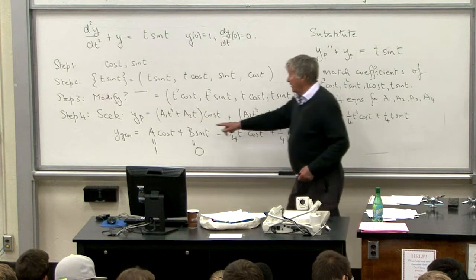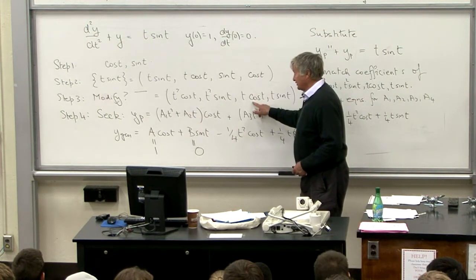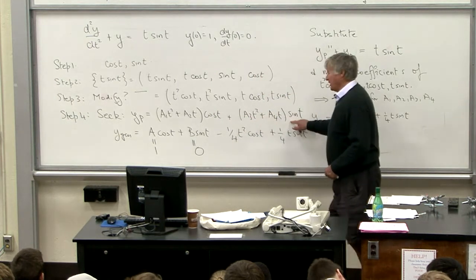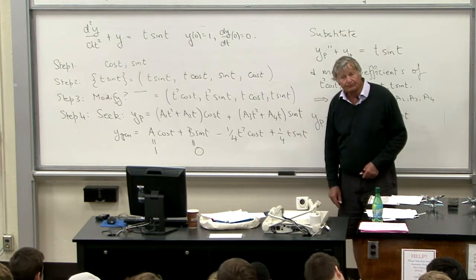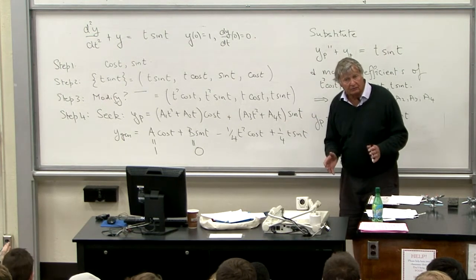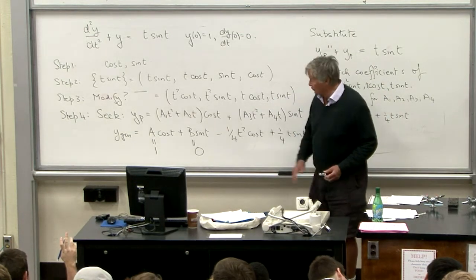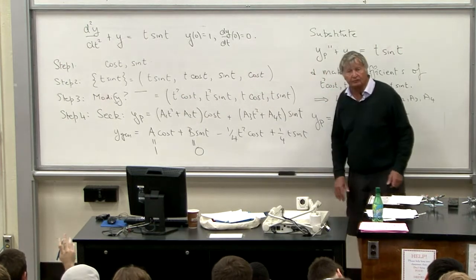Okay? So it's a1 times t squared cos t plus a2 times t cos t plus a3 times t squared sine t plus a4 times t sine t. And I just couple them in this way. So this expression is simply a linear combination of those 4 functions.